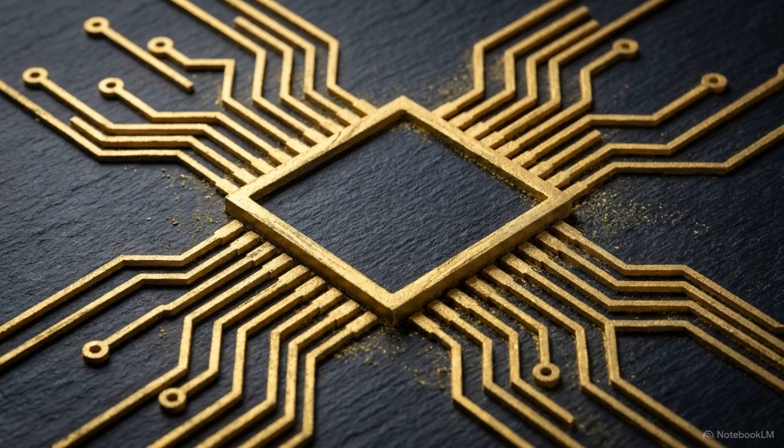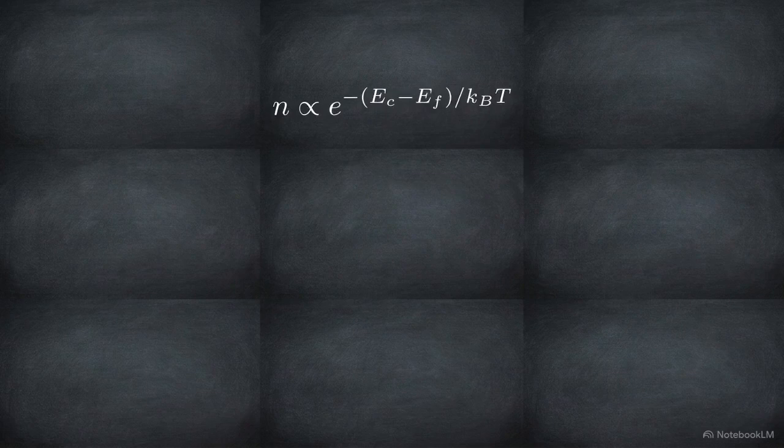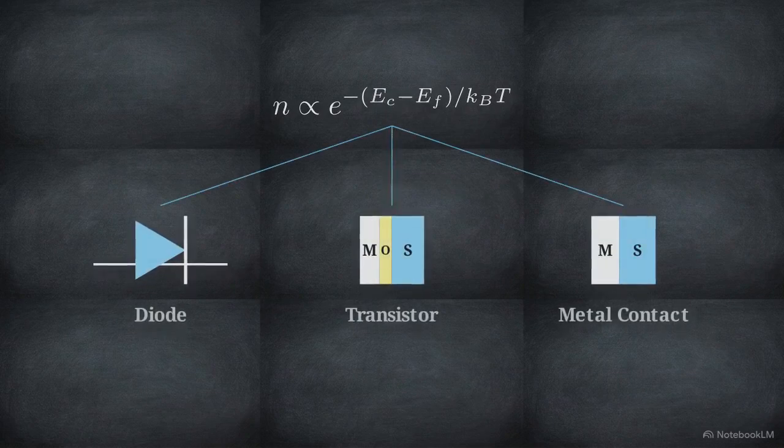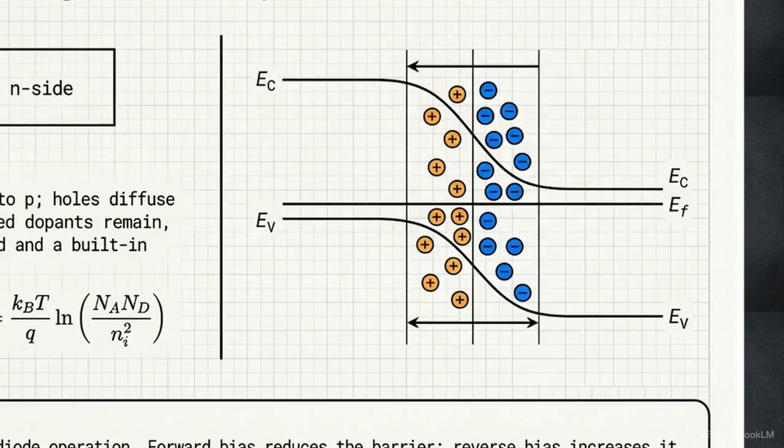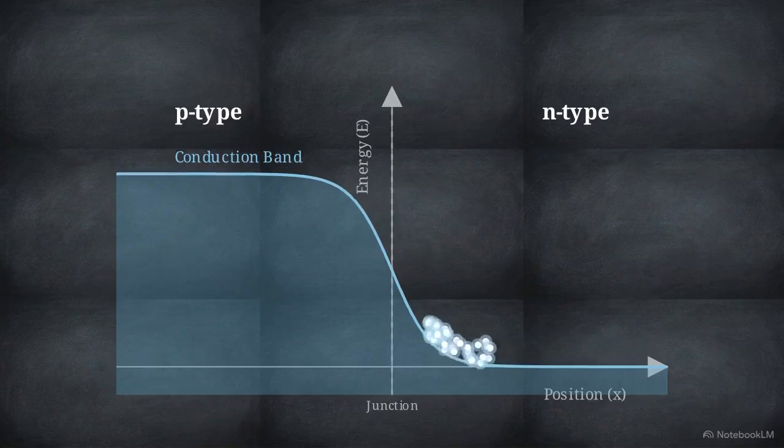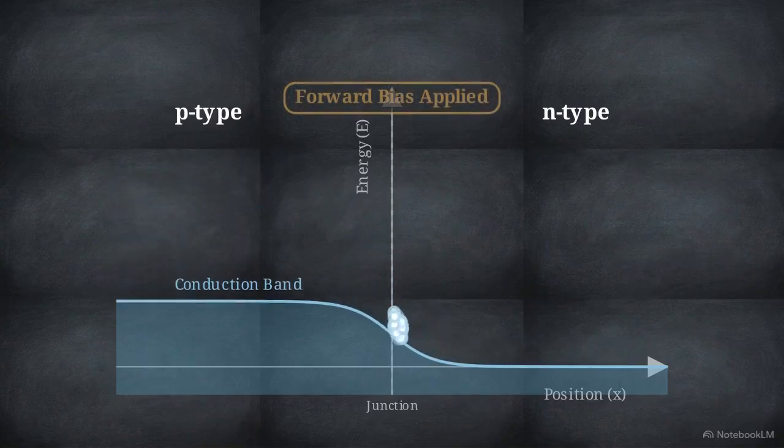This single mathematical model governs vastly different hardware applications. At a metal contact, Fermi-level alignment creates a depletion region and upward band bending. This defines the Schottky barrier, which controls how much current can be injected into the material. Inside a PN junction, differing dopant levels create a built-in potential, causing the bands to curve smoothly across the interface. Applying a forward bias reduces this geometric barrier, effectively turning the diode on.